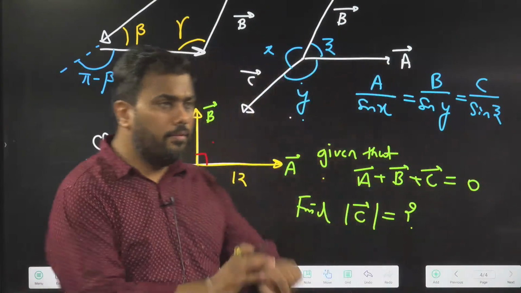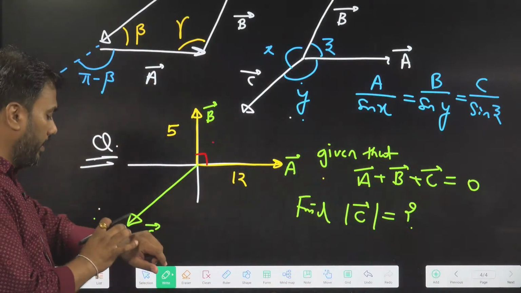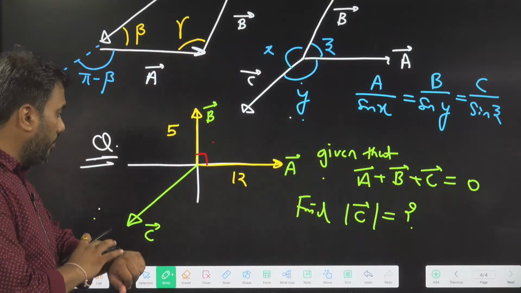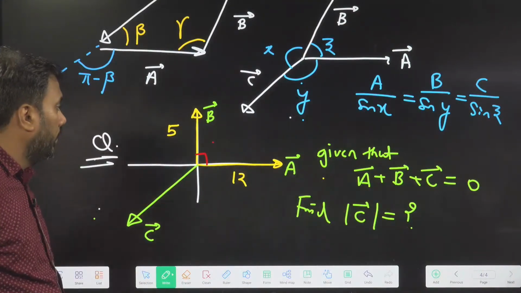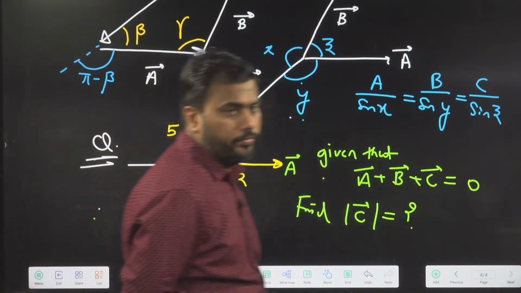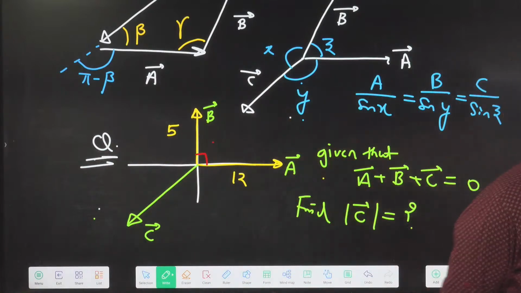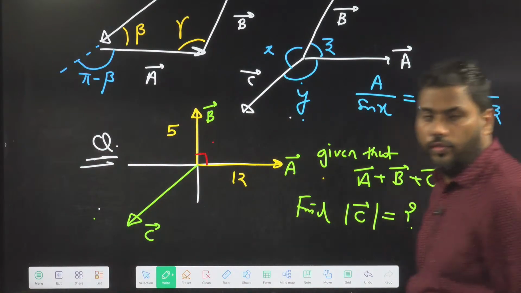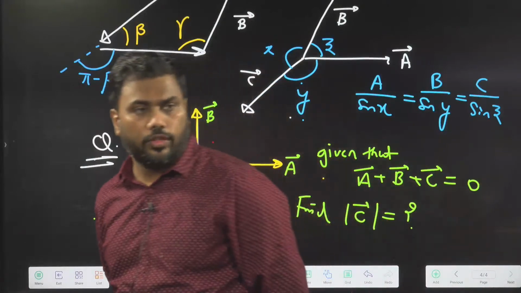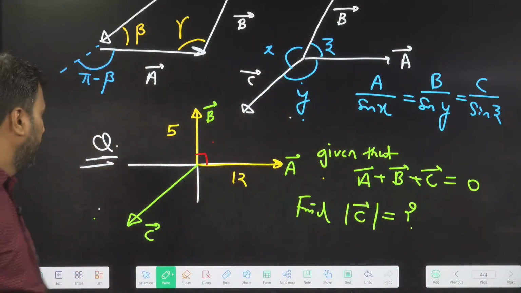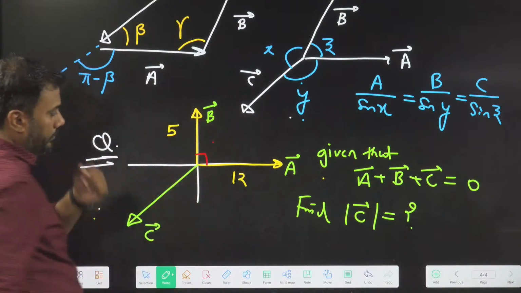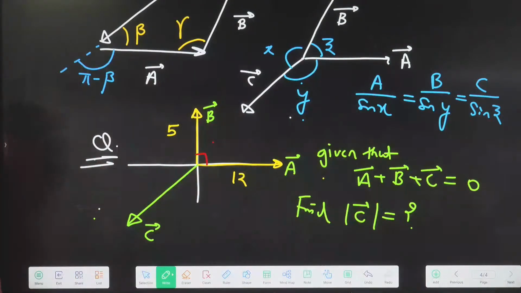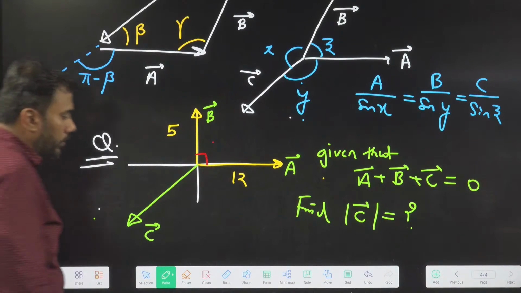Find the angle between A and B. The angle between A and B is given. Find the magnitude of C. So, a very simple question on Lami's theorem. We need to find the length of this vector, the lengths of the other two vectors and their angle are given. Think what we can do.